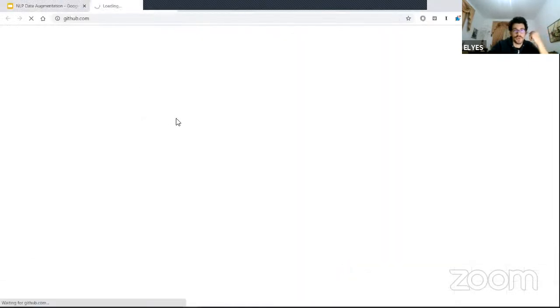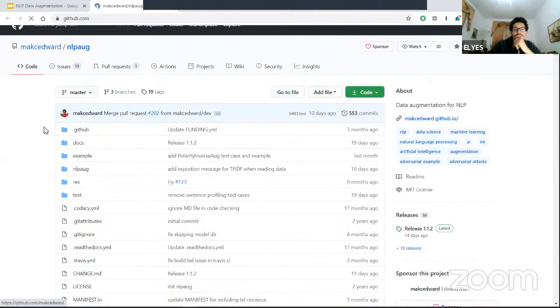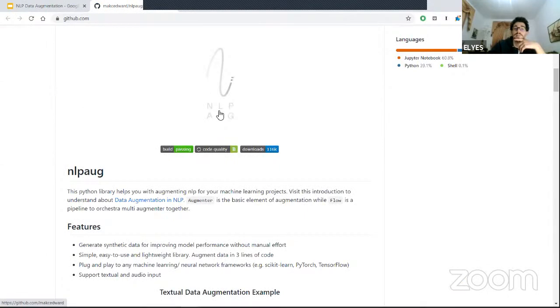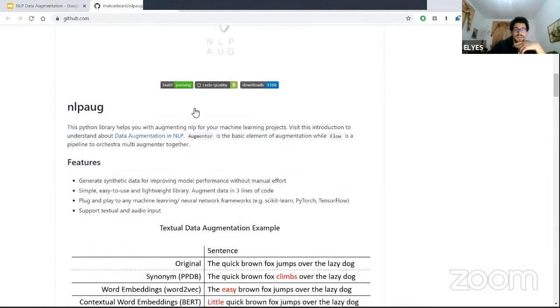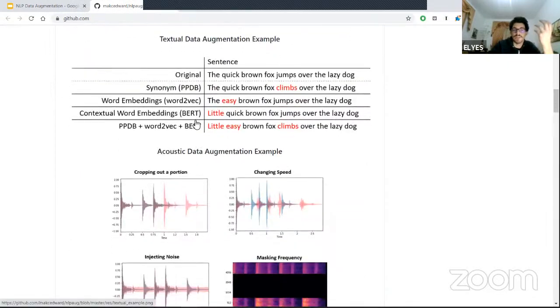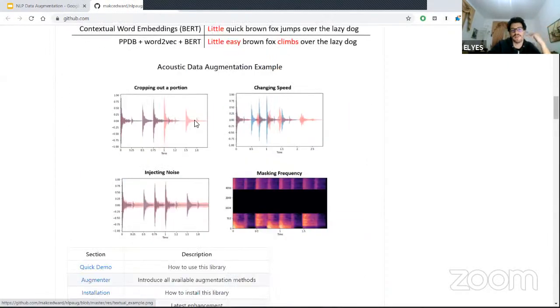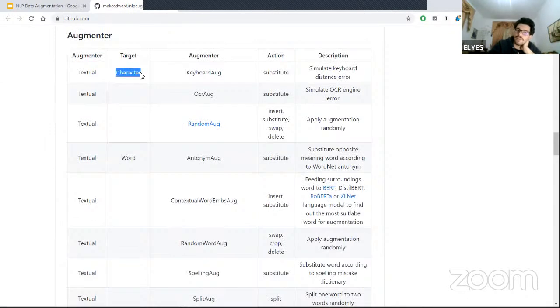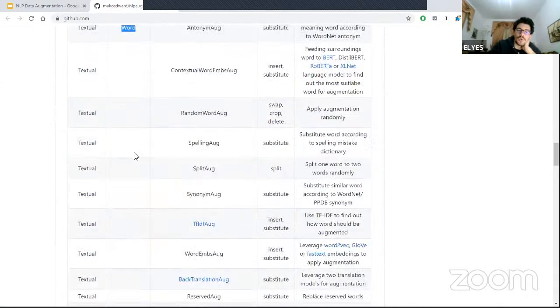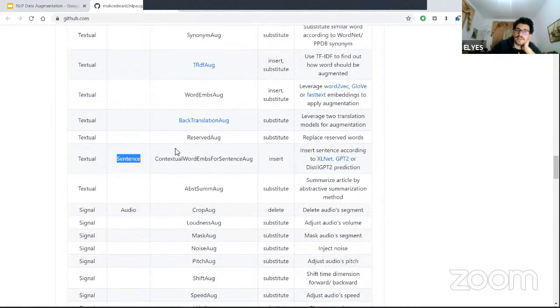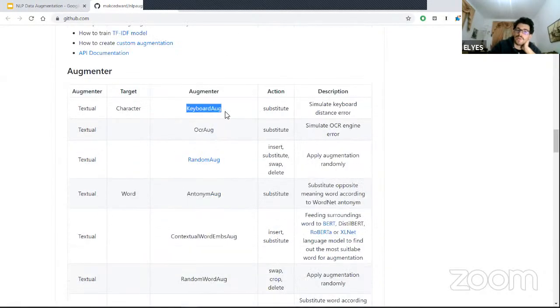I will just show you around because I really like this library. NLPAug is an open source library that does, as the name implies, data augmentation for NLP. And as you can see, there are many ways to do it. Actually, you can choose. Let me just go to the augmenter. You can do augmentation on a character level, on a word level, or on a sentence level. And even there, you can, for example, do keyboard augmentation with a substitute, so simulate keyboard distance errors. So for example, if you want to simulate a user typing on the keyboard, and sometimes they can make a typo, well, it will simulate that with this technique.